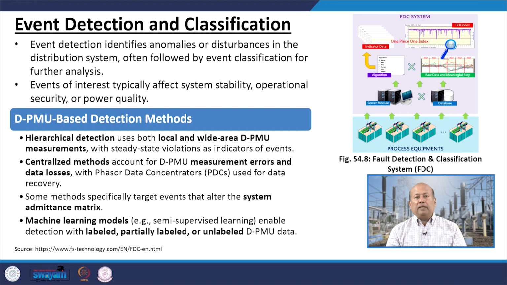Now, moving to event detection and classification, where event detection identifies anomalies or disturbances in the distribution system, often followed by event classification for future analysis. Events of interest typically affect system stability, operational security, or power quality.